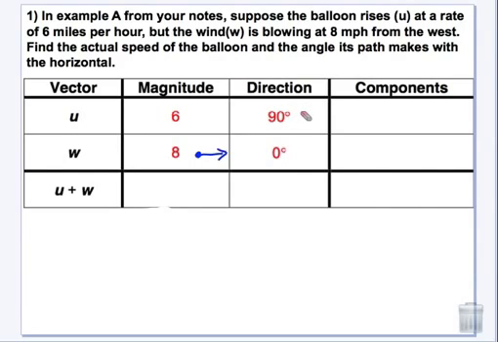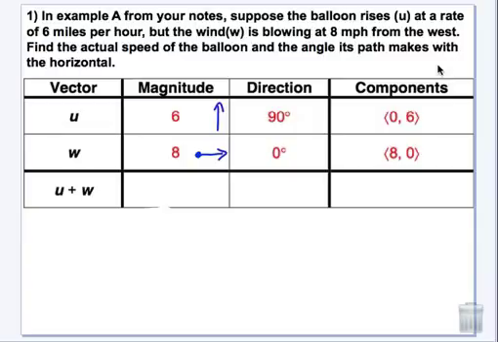So we have our magnitude and direction. We can find our components. It will help if you look at the picture again. With a magnitude of 6 and direction of 90, you're just going straight up. With a magnitude of 8 and a direction of 0, that means you're just going straight to the right. So we don't even need to use our component formulas. We can just say that our components are 0, 6 for the balloon, and then 8, 0 for the wind.